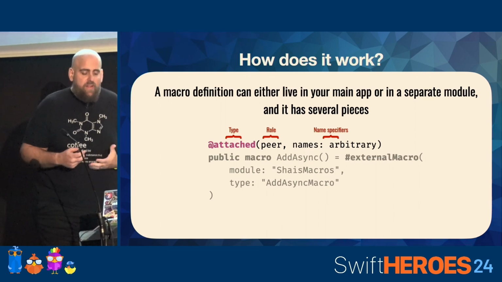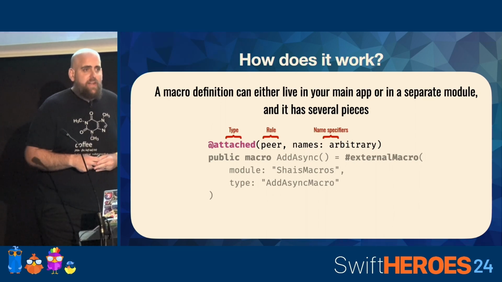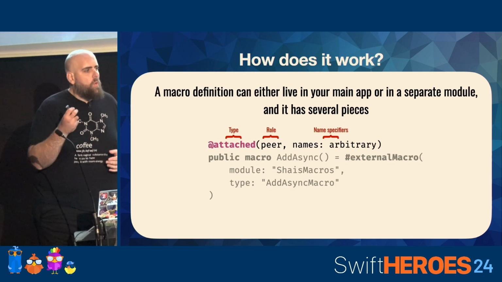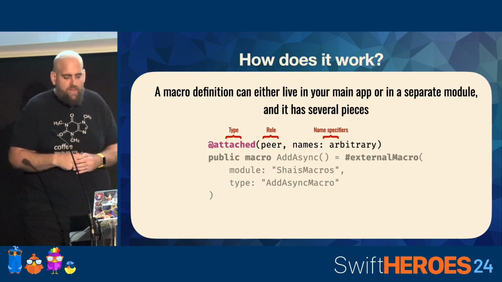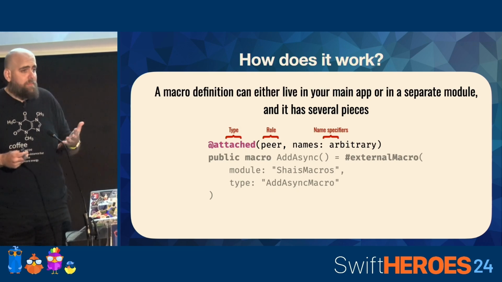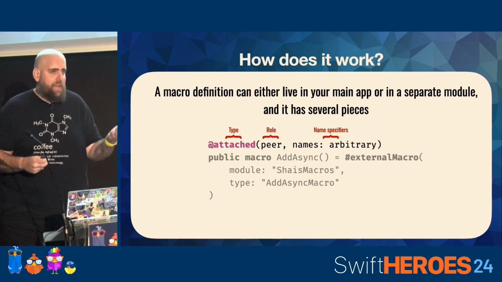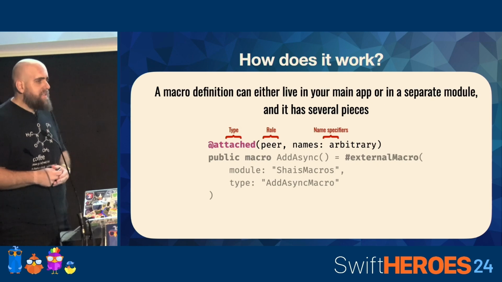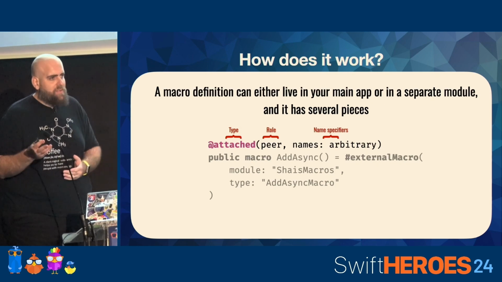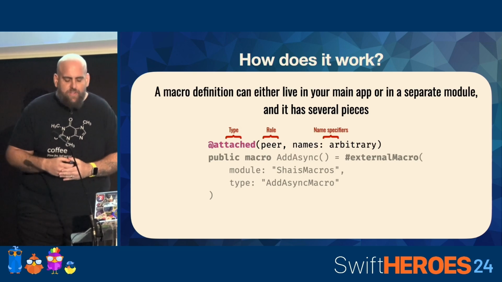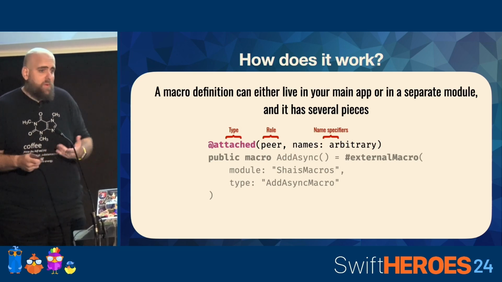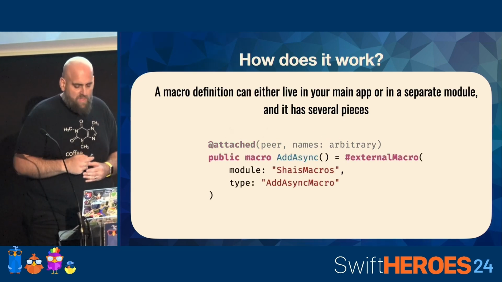And finally, we have a names specifier. That kind of hints the compiler what are going to be the names of the properties or functions or whatever that we're going to generate. Many times, it's going to be arbitrary. That means that we don't know in advance. For example, with this add async, we don't know the name of the function we're going to generate because it's based on the name of the actual function the macro is attached to. But we'll see a few examples where you can actually specify that in advance.